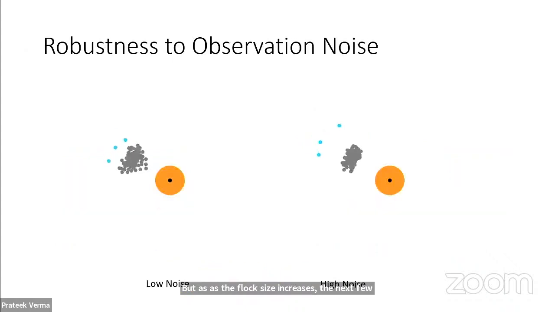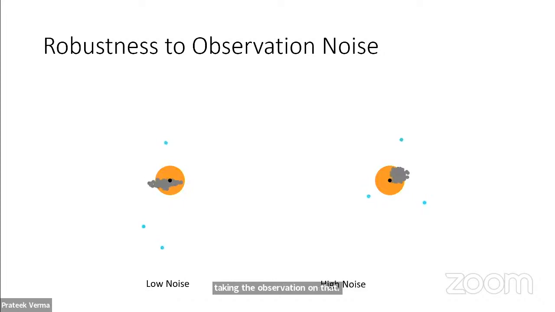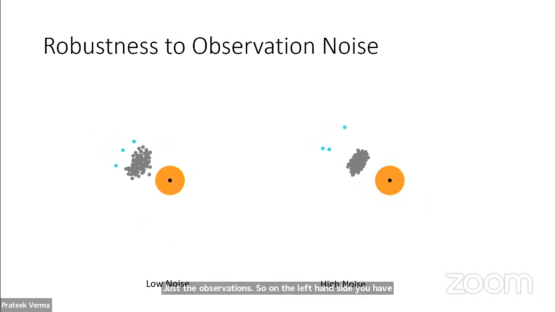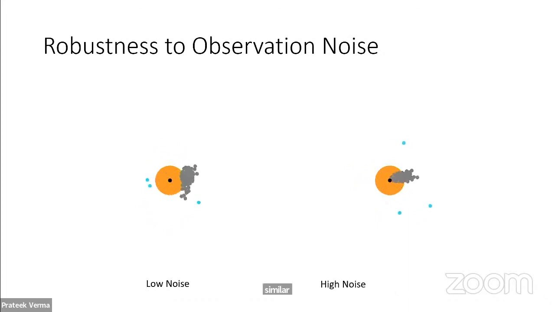So the first thing we're going to see is robustness to observation noise. How this is introduced is we're adding Gaussian noise to the positions of all the entities and then taking the observation on that. But the noise is not actually perturbing the positions of them, just the observations. On the left-hand side, you have a situation with low noise, so it's behaving kind of similar to the previous examples. But on the right-hand side, you have something with higher noise, so you can see them shaking all around.